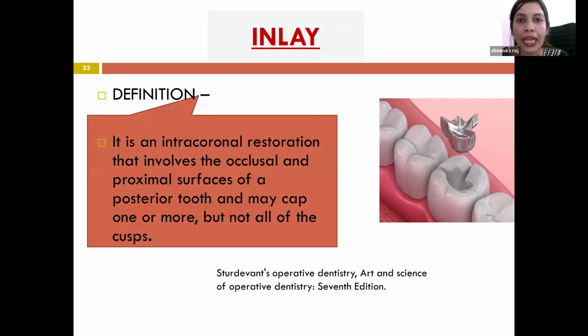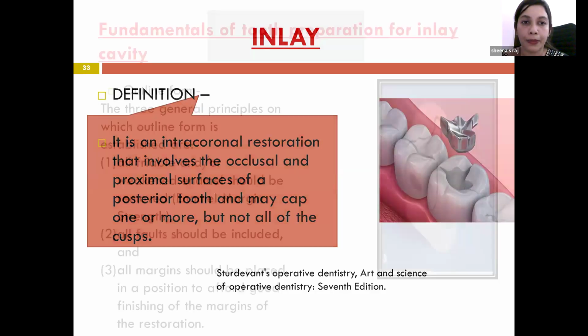Talking about inlay, you have to give a definition. The Stedman 7th edition has given a definition; of course, you can see the image. It is an intracoronal restoration that mainly involves the occlusal surface and the proximal surface of a posterior tooth and may cap one or more, but not all, of the cusps. That is the definition of inlay. That is very easy, right? It is an intracoronal restoration which involves the occlusal surface as well as the proximal surface and may cap one or more of the cusps.